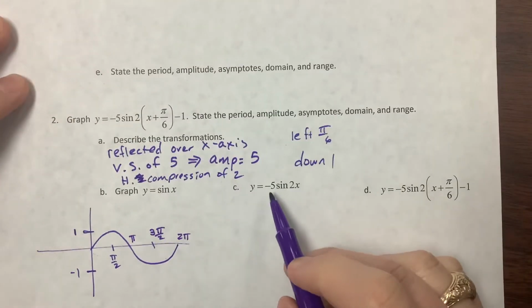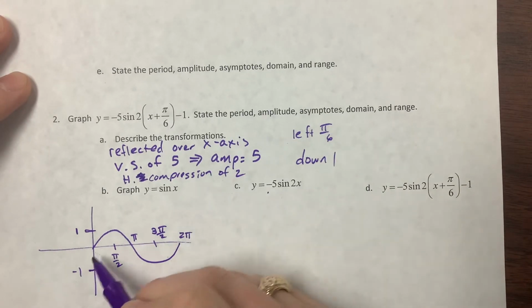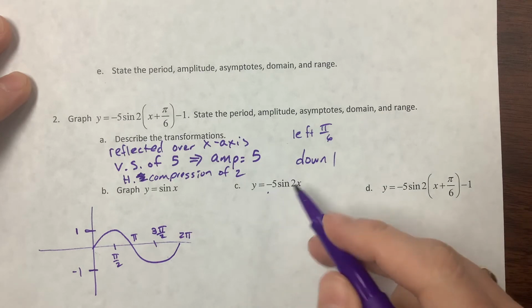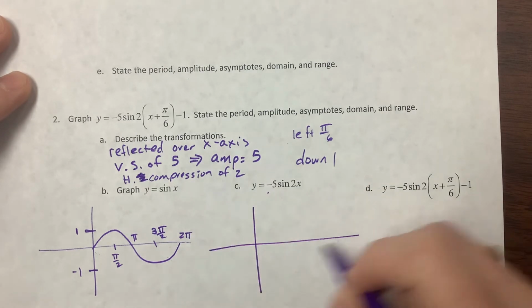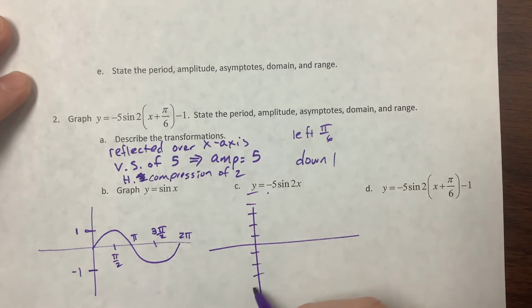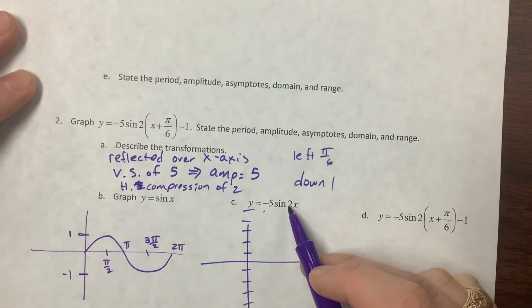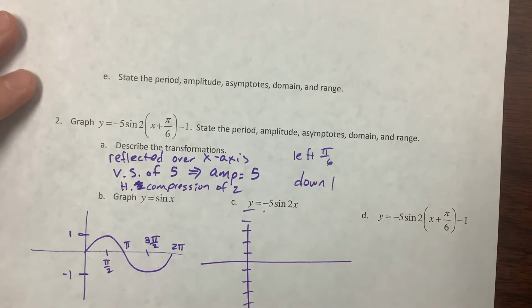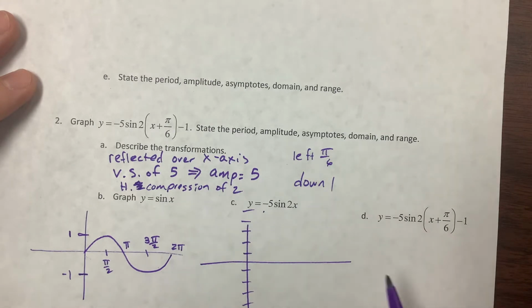So now what I need to do, the negative is going to reflect it over the x. So instead of going up first, I'm going to come down first with that one. And then the 5 affects my period. So what I'm doing is I'm going to go 1, 2, 3, 4, 5, and I'm going to go as low as 1, 2, 3, 4, 5. But I also have to think about, did I say 5 affects my period? I lied to you. I'm so sorry. 5 affects my amplitude. 2 affects the period.